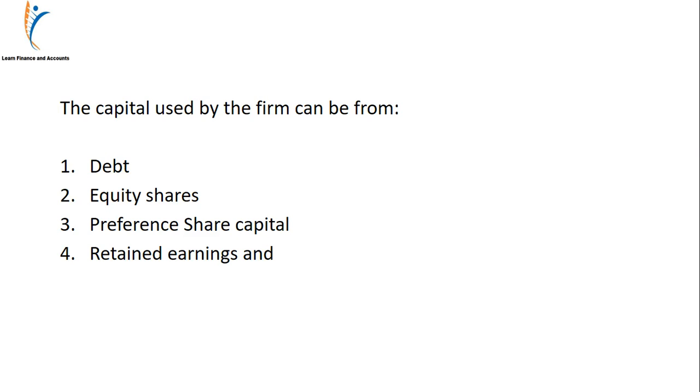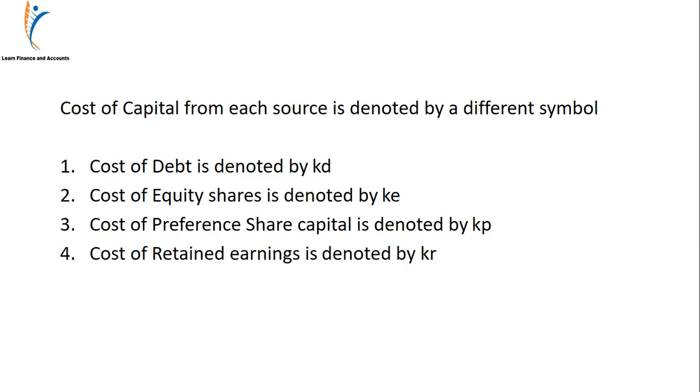We'll be discussing these in detail one by one, and we will also be discussing how the cost of capital can be calculated. See, cost of capital from each of these sources is denoted by a different symbol. Cost of debt is denoted by KD. K is for capital and D is for debt. KD is cost of capital raised through debt. Cost of equity shares is denoted by KE. Cost of preference share capital is denoted by KP. And cost of retained earnings is denoted by KR. So these are different costs.